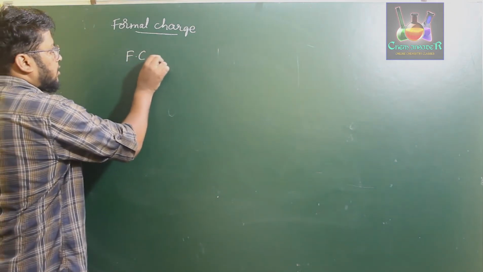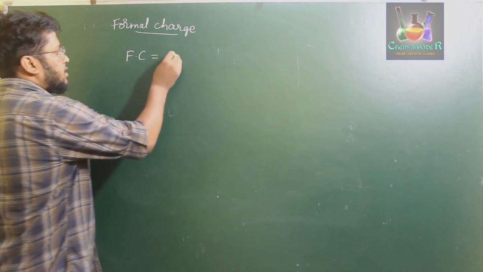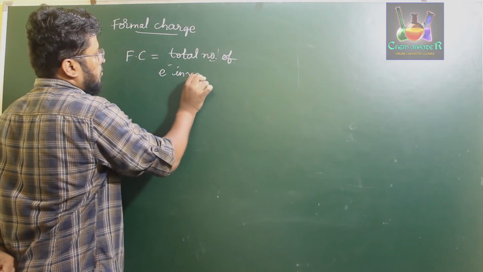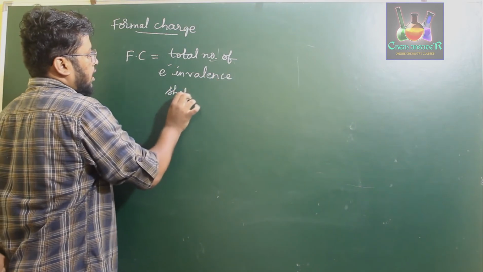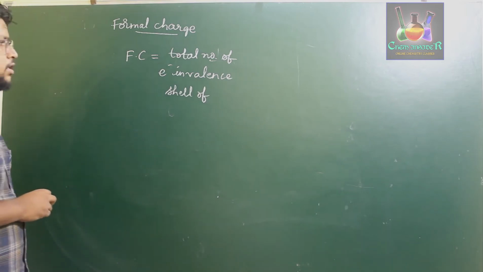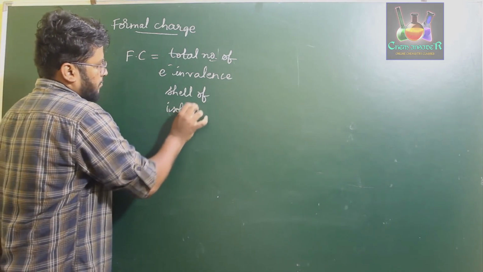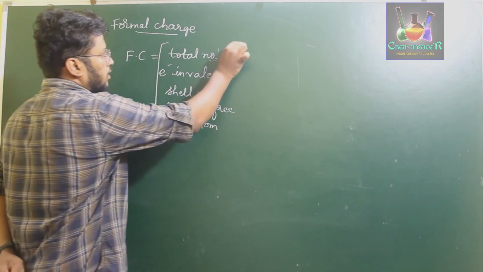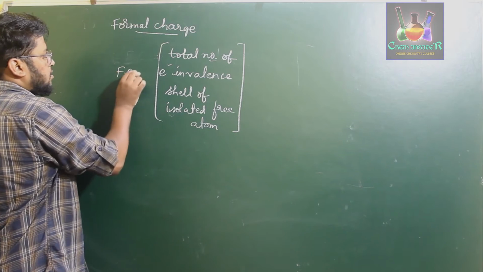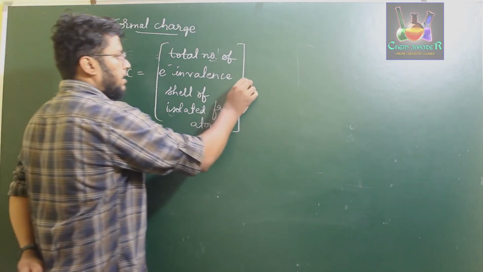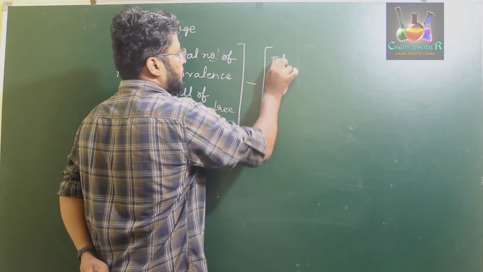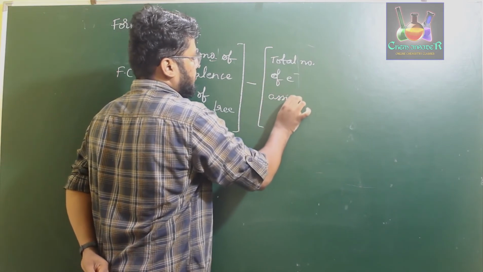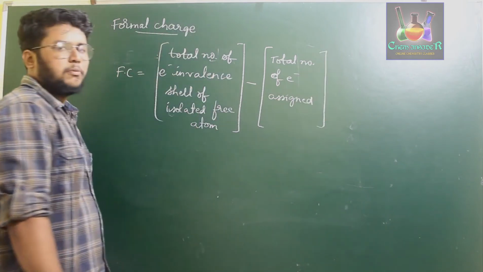Formal charge is calculated by the formula: formal charge is equal to the total number of electrons in the valence shell of the isolated free atom, that is, the total number of valence electrons in the isolated free atom, minus the total number of electrons assigned to it. So this is what formal charge is defined as.